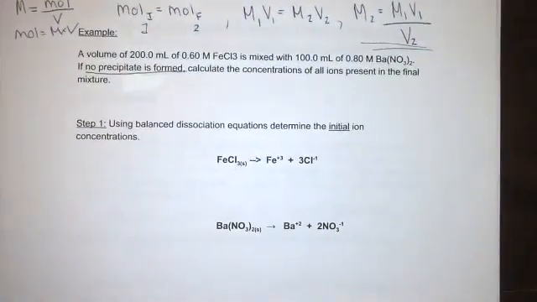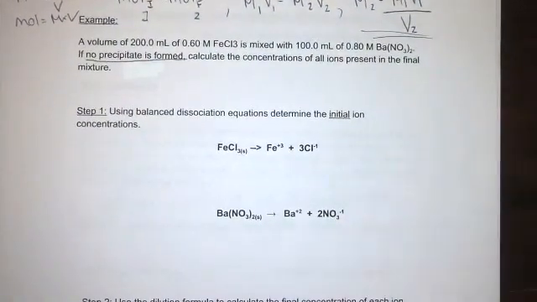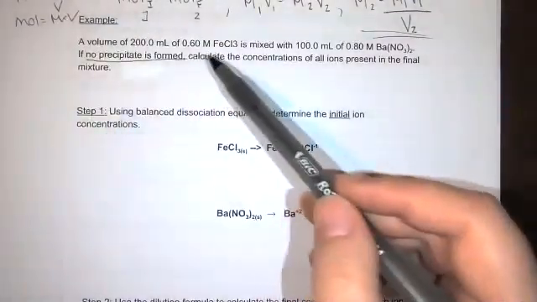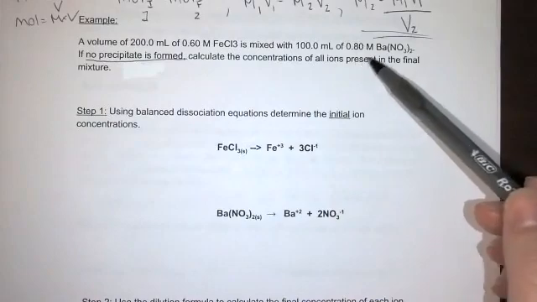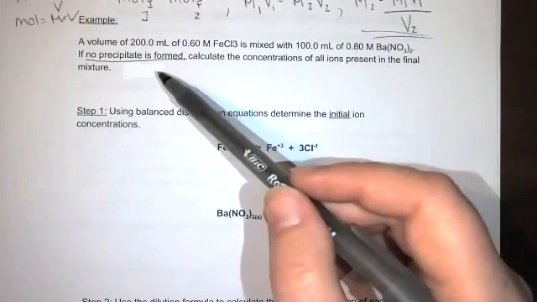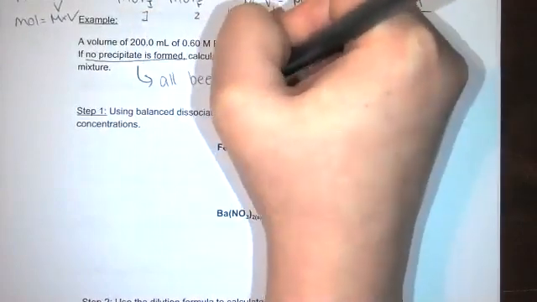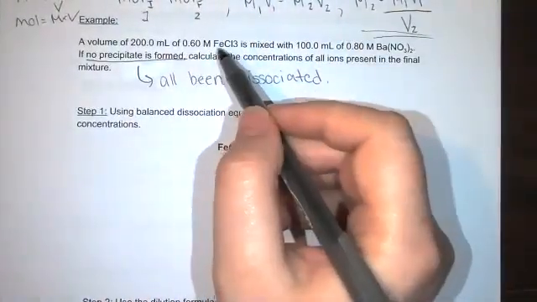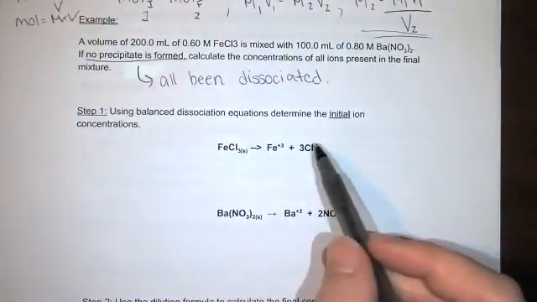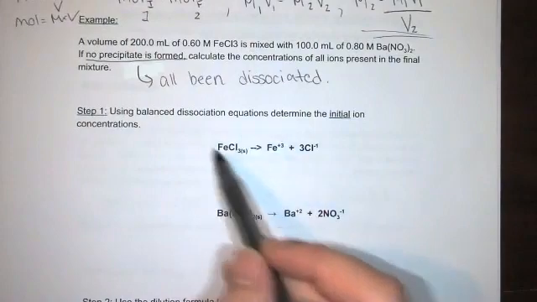So let's just do an example of a dilution. This is taken straight from a question you would have seen last year in your solutions unit. So let's say I have a volume of 200 milliliters of 0.6 molar iron(III) chloride. And that solution is going to be mixed together with 100 milliliters of 0.8 molar barium nitrate. No precipitate is formed, meaning that the entire amount has all been dissociated. So this just tells me that all this 0.6 molar iron chloride has completely gone into the ions. I have no precipitate in solution.